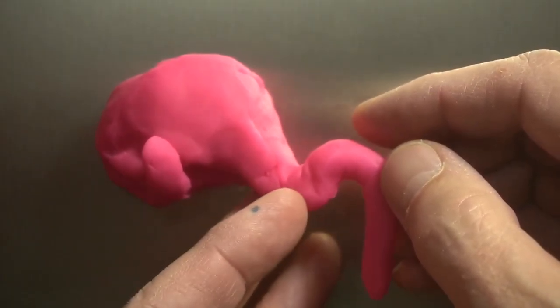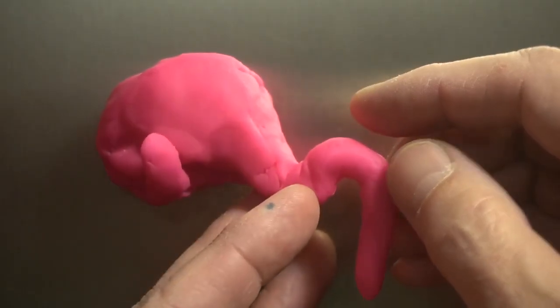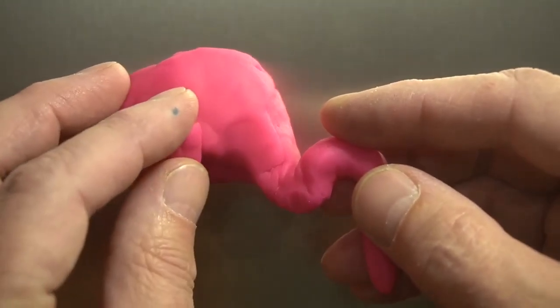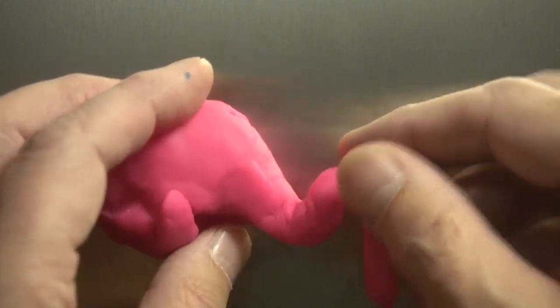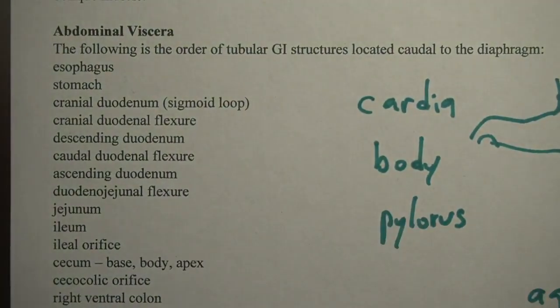So that is the cranial duodenum of the horse. All of it's been put into this little C-shaped piece here, sigmoid loop, then cranial duodenum, then descending. So that's what's going on here. So we've just gone from this to the dog to that in the horse. So that's where we get our sigmoid loop from.